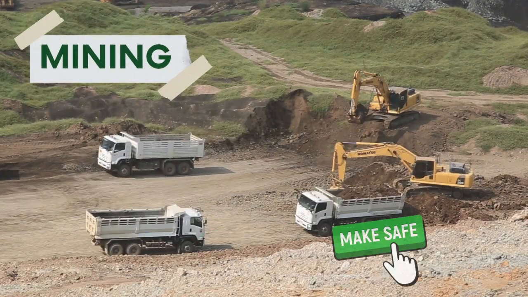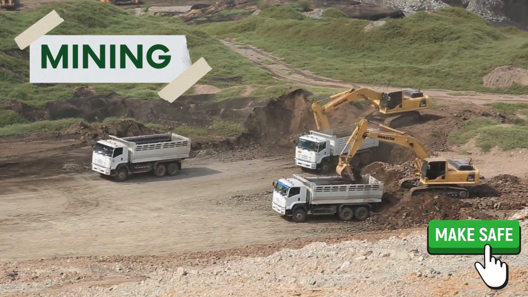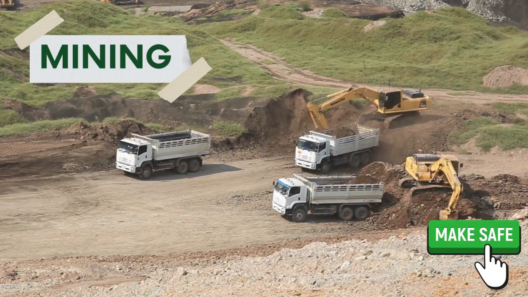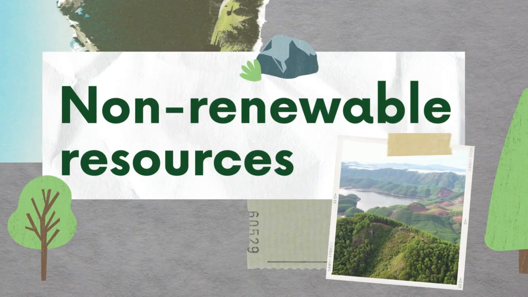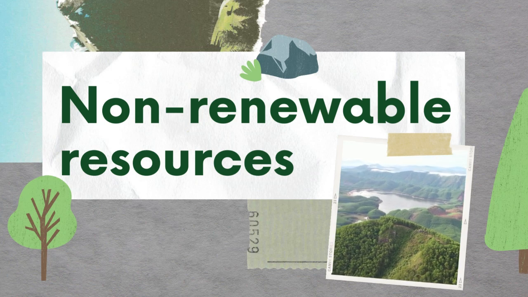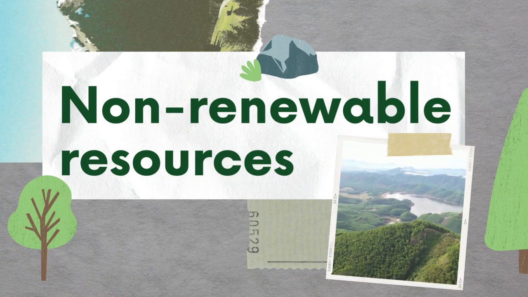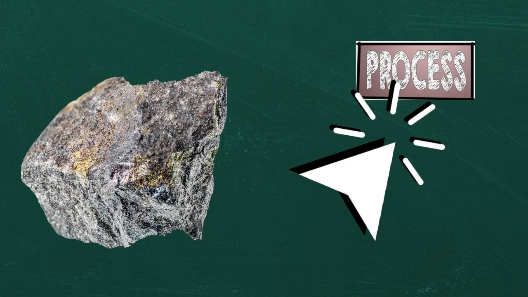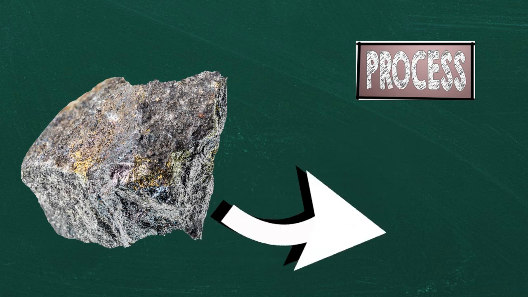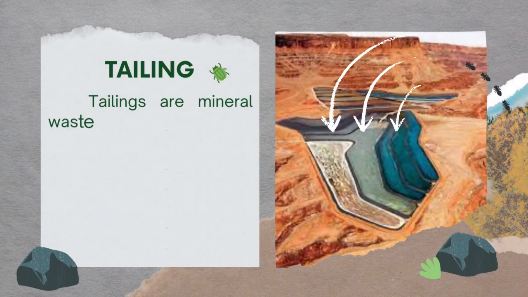Mining allows us to pull out and use minerals in a safer form. Remember that these are non-renewable resources and that they cannot be replenished in a short period of time. What do we do once we pull the ore out? We process it. What's left over is called tailings.